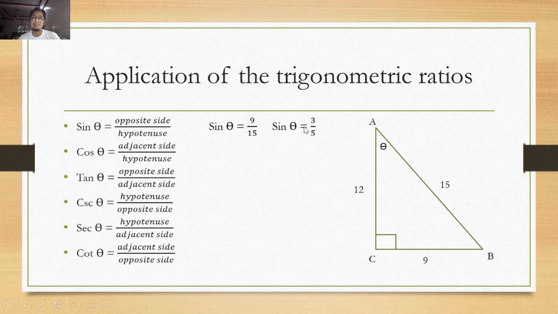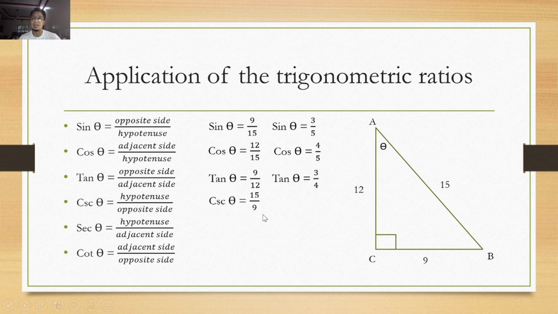Dito sa given na to, sin theta is equal to 3 over 5. Cosine theta is 12 over 15. Adjacent is 12, hypotenuse is 15. Again, divisible by 3. Cosine theta is equal to 4 over 5. How about tangent theta? Opposite over adjacent, TOA. Opposite over adjacent, 9 over 12. Again, divisible by 3. Tangent theta has a value of 3 over 4.